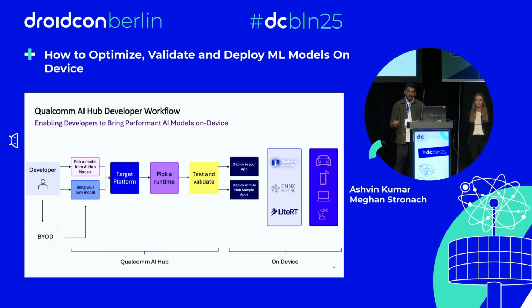If you're looking to use a different model, whether that's something you find in an open source repository on GitHub, something from Hugging Face, or even a model that you've built and trained yourself, we support a bring your own model pathway. The second step here is picking a platform. So what device do you want your model to run on? Is that a mobile device? Is that a compute device, IoT?